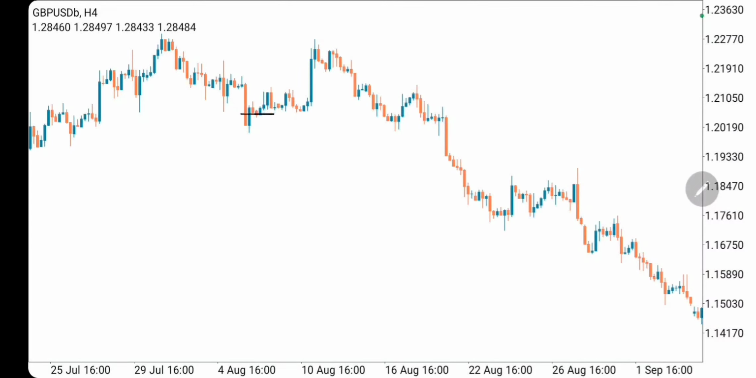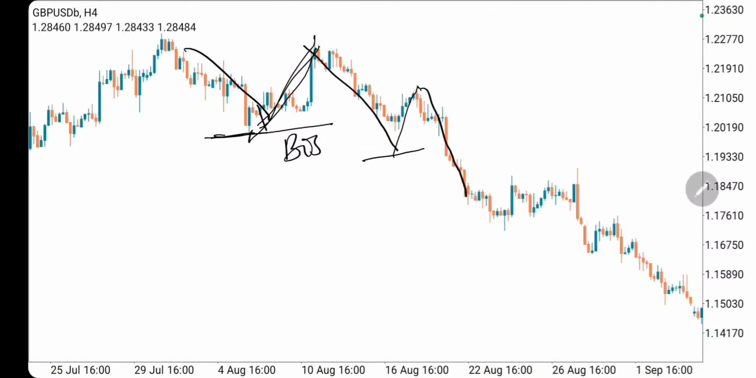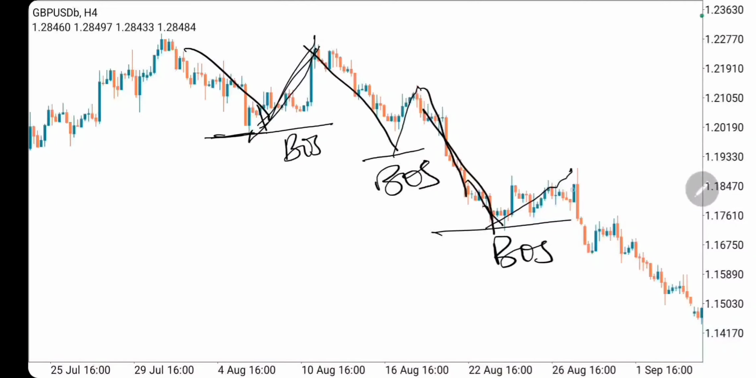So you see the market creates a new low, retraces back. All right, this is the first leg, retraces back, breaks this structure, comes down, retraces again, breaks this structure down, second bearish break of structure. All right, retraces right here, breaks this structure again, and sells down. Okay, retraces, breaks this structure.